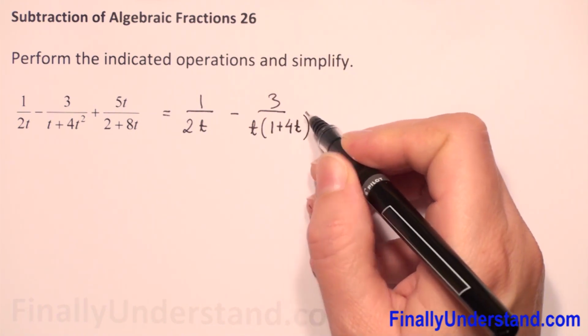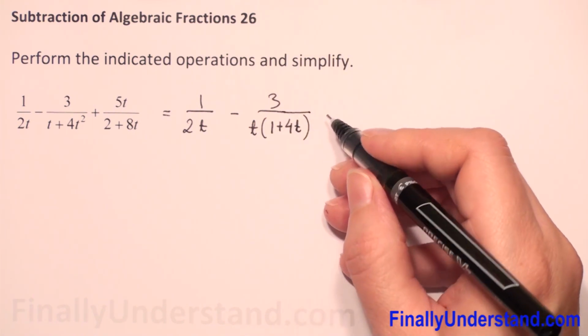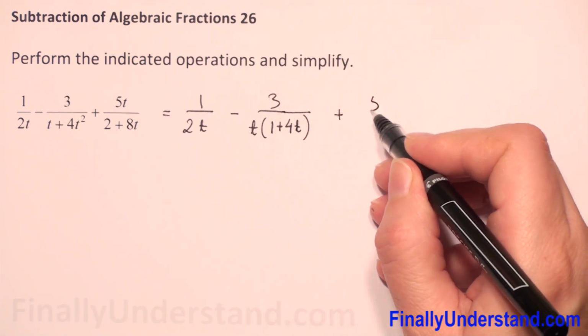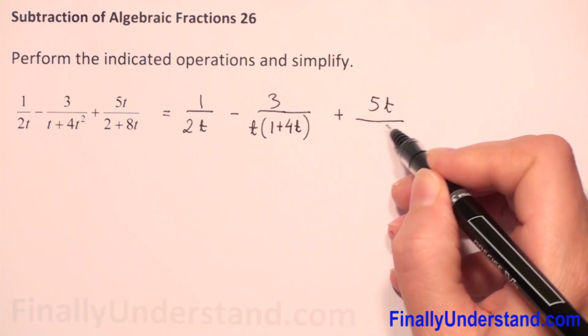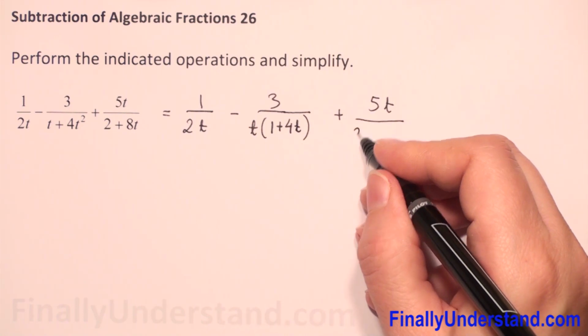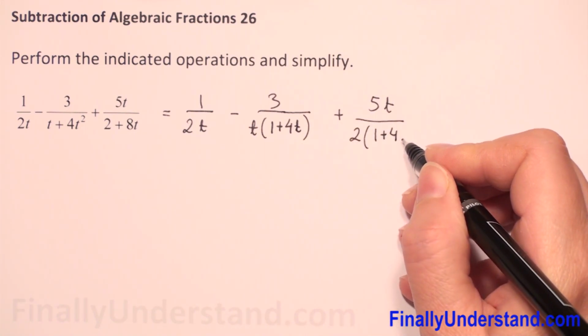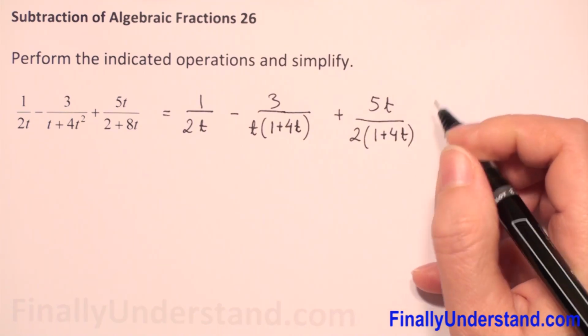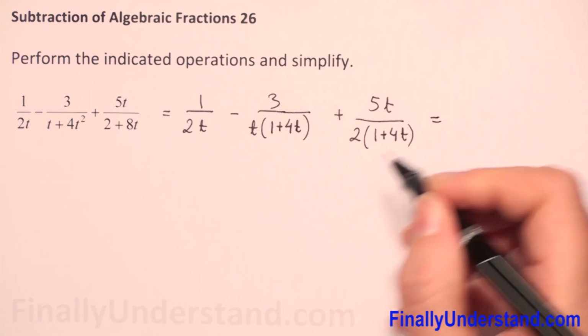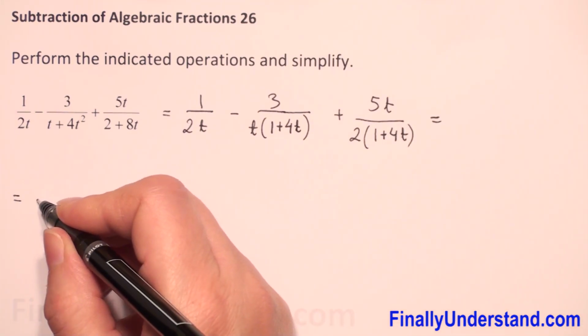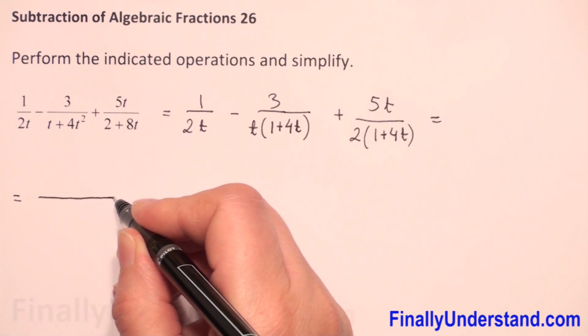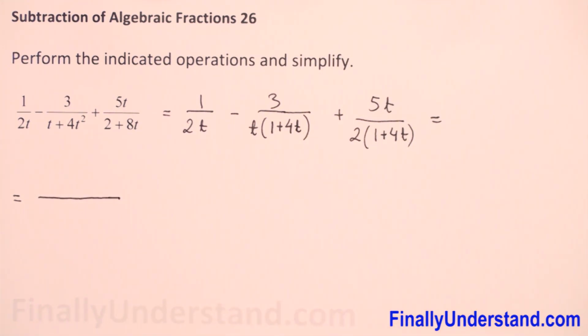4t, and next we copy 5t, and we can factorize 2, so it will be 1 plus 4t. So we see now the least common denominator for these three fractions, what will it be?